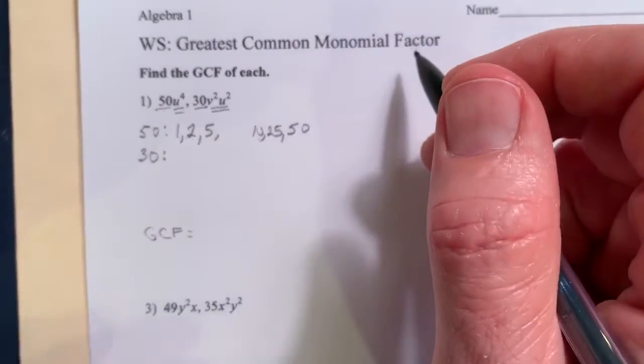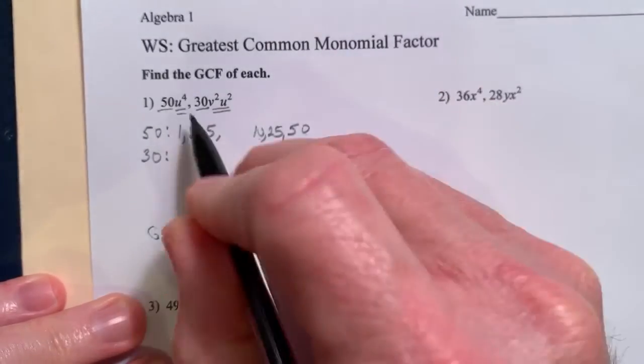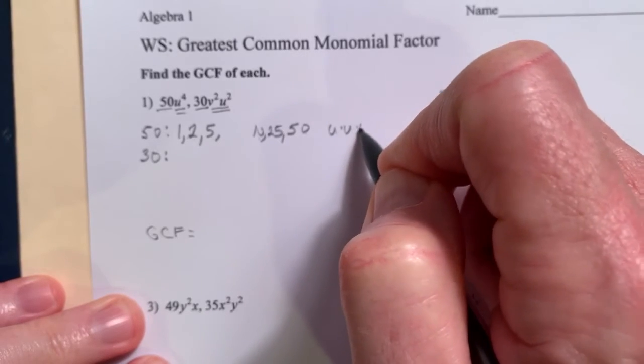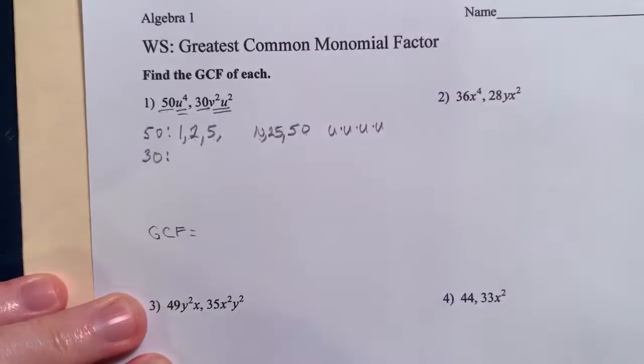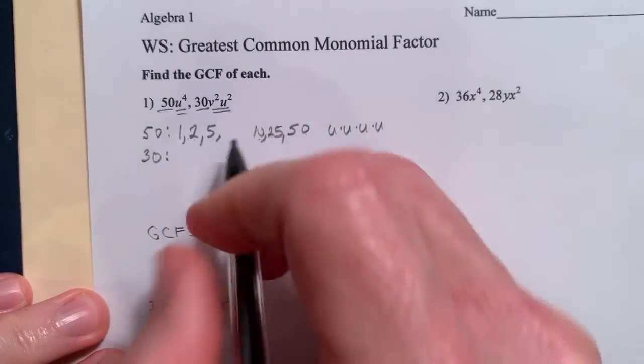So let's do the variable part. What we're going to do with the variable part is we're actually going to write this out. So u to the fourth means u times u times u times u. And we're going to leave that there for right now. Let's go down to 30. Do the same thing. List all the factors.